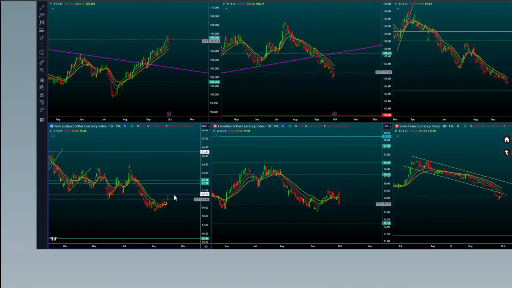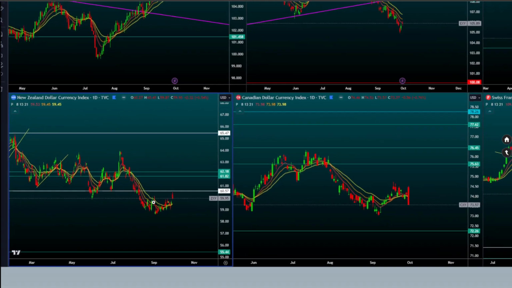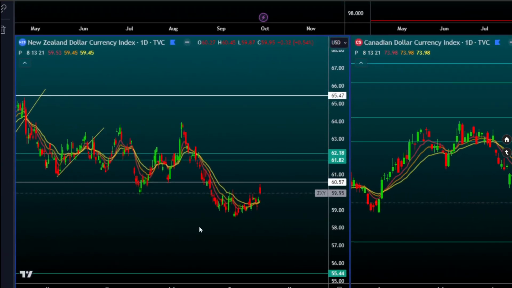But as you can see, the NZD, the New Zealand dollar index, is actually consolidating. You can see that clearly. Probably this is going to be a bearish flag, but it's not confirmed just yet. And there is some more movement possibility to the upside. So this is not too bad, but I think it's still very risky.